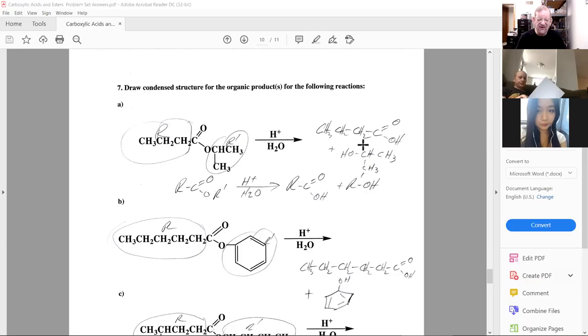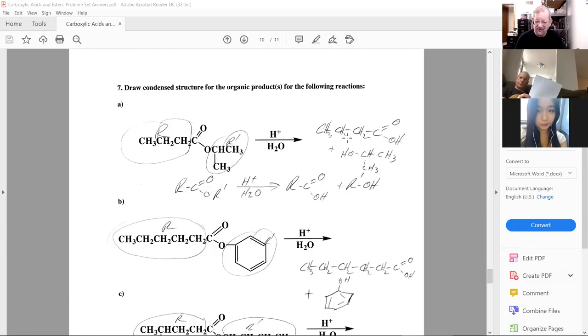And then if we look at 7A, what do we have that's different? Carbonyl, oxygen, oxygen here. Carbons on the oxygen, carbons on the carbonyl, ester, acid, and water, and you get back the carboxylic acid plus the alcohol you would have used to make that ester. In this case, what is that?